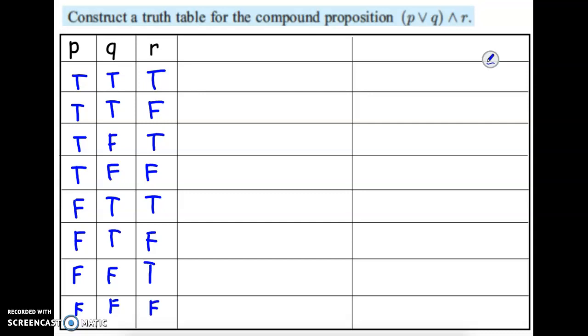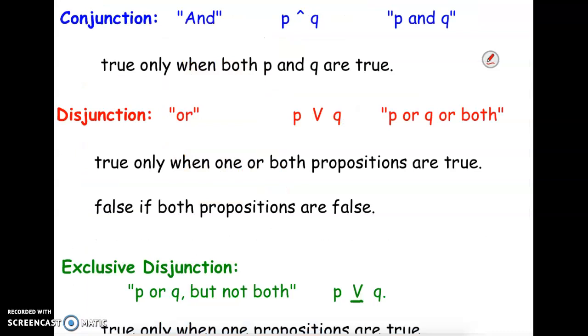All right. So change colors. Now I'm going to work with this piece here. This symbol says P or Q. Or is a disjunction. So if we go back to our rules, a disjunction is true when one or both are true, and false if both are false.